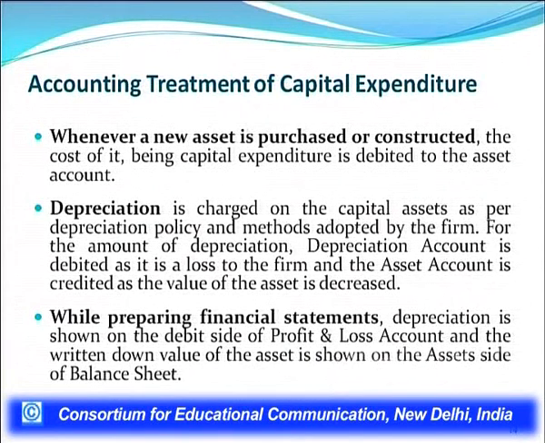Now, how should this be treated? Normally, capital expenditure is debited to the particular asset account which is created, and we know that fixed assets are subject to depreciation. So, at the end of the accounting period, as per the depreciation policy and methods of the company, depreciation is charged: the depreciation account, a nominal account, is debited and the asset account is credited. When we prepare the financial statements, depreciation is shown on the debit side of the income statement or profit and loss account, and the assets are shown at the written down value, that is cost minus depreciation. So, this is capital expenditure.